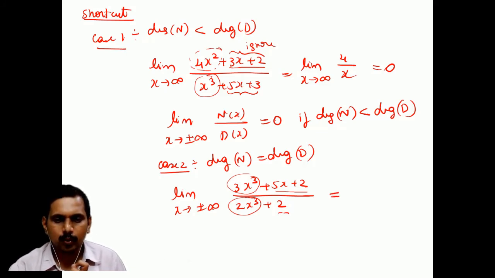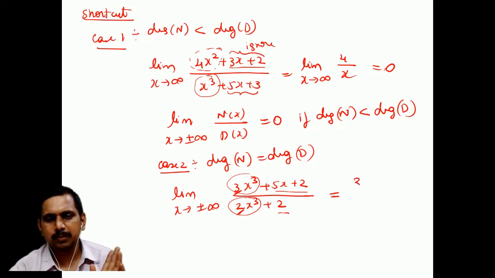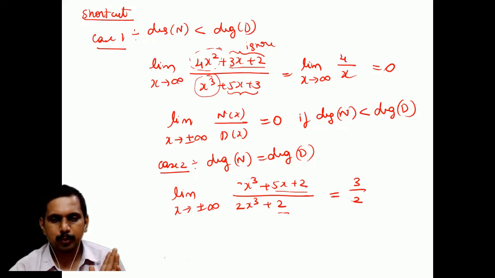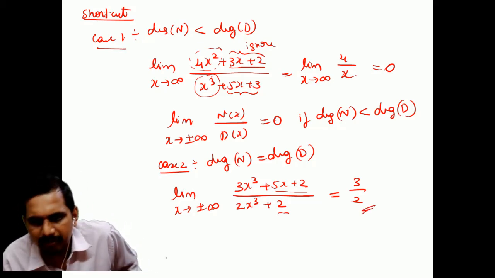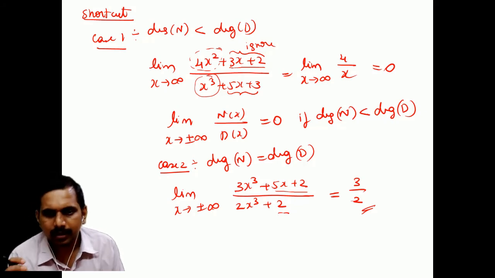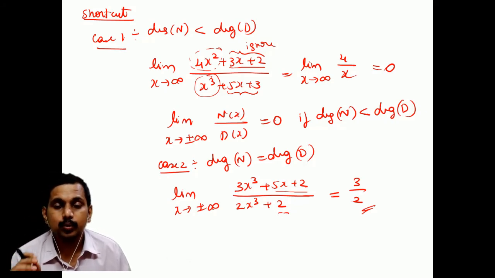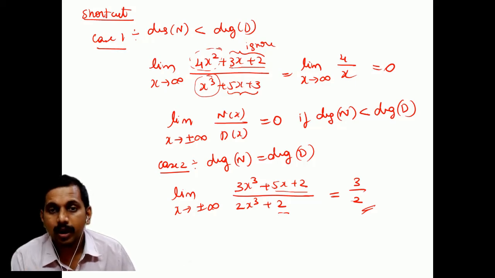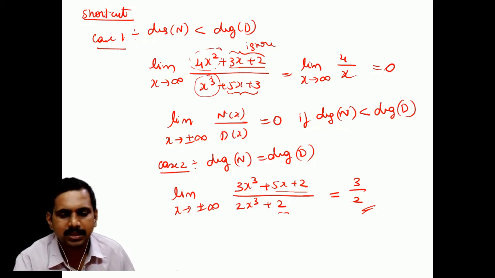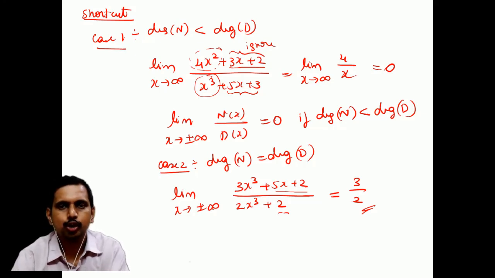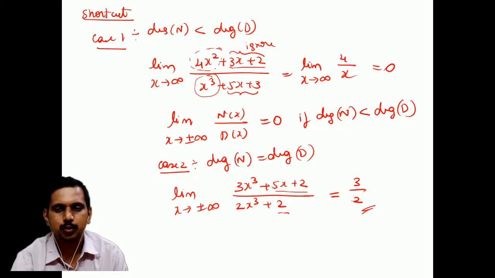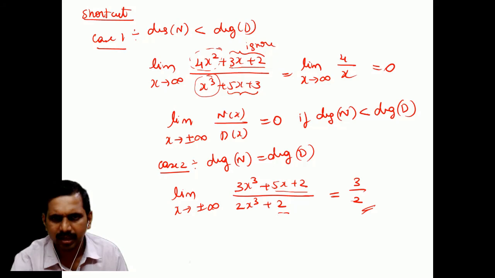So the answer directly would be the coefficients of the biggest degree. So the answer would be 3 by 2. Directly you can get it. Don't do anything else. Just directly put the answer 3 by 2. If the degree is the same, put 3 by 2. This kind of thing will be very handy for you in GATE, when it is important that you concentrate on speed. So when something is like this, just see, go slow, because even if you go slow, you will be solving this within half a minute. So 3x cube minus 5x plus 2 over 2x cube minus 2, it is 3 by 2. Direct, students, nothing has to be done.